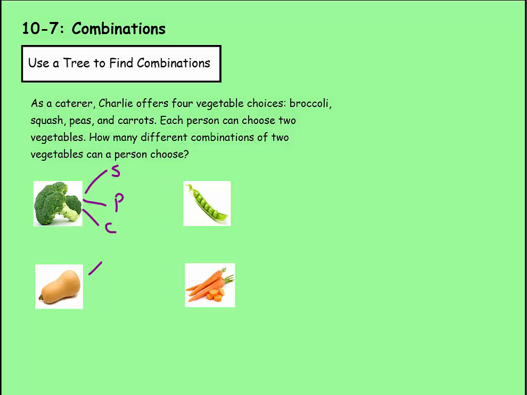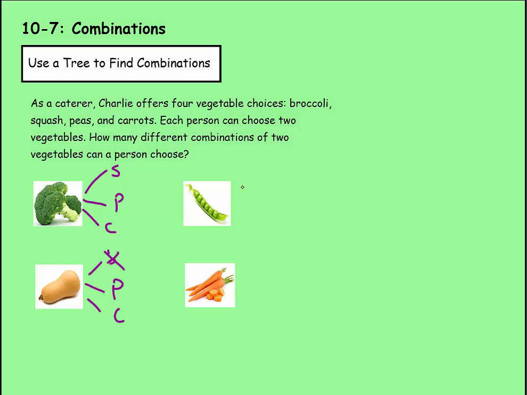So now let's try with squash. We could try squash with broccoli, but we already have that here. So I'm going to skip the broccoli, or I'm just going to put an X over that. We can't do squash with squash. We could do squash with peas, though. We haven't done that yet. And we haven't done squash with carrots. So that gives us 2 more.